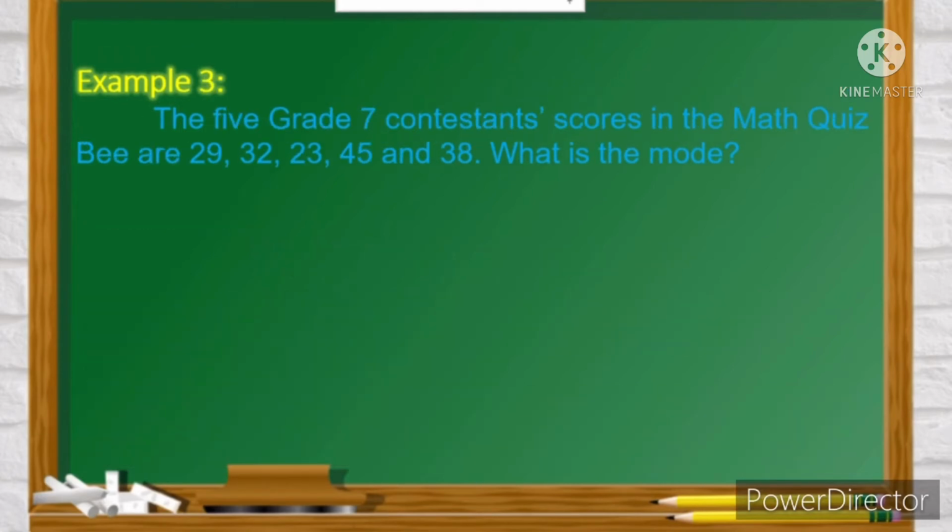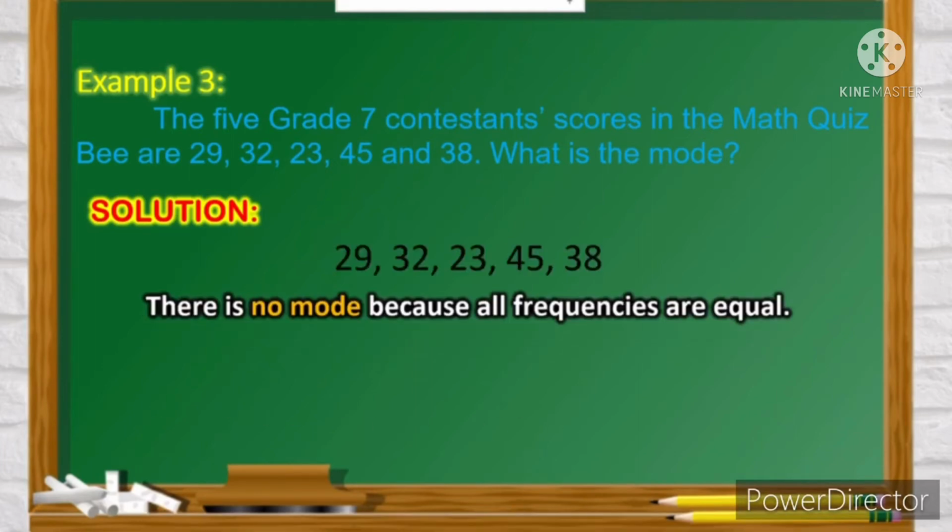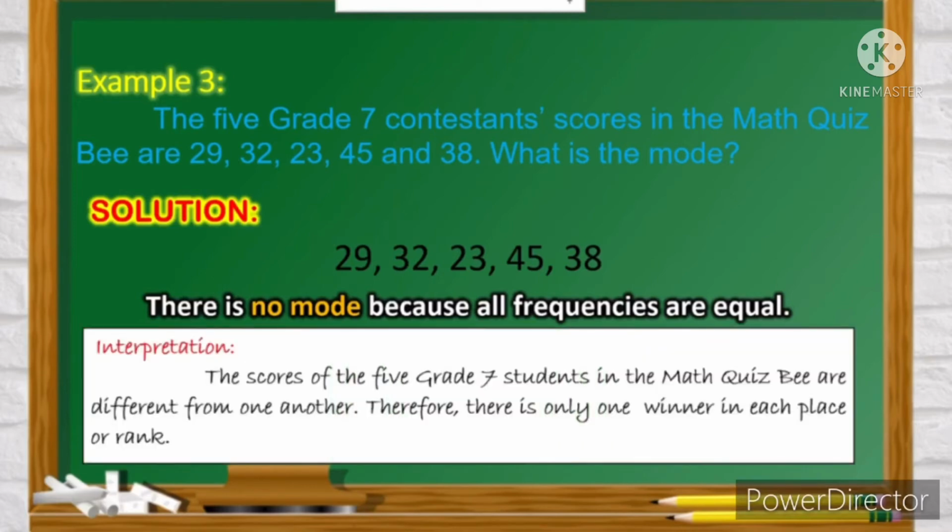Last example. The 5 grade 7 contestants' scores in the Math Quiz Bee are 29, 32, 23, 45, and 38. What is the mode? For our solution, there is no mode because all frequencies are equal. Therefore, we can say that the scores of the 5 grade 7 students in the Math Quiz Bee are different from one another. Therefore, there is only one winner in each place or rank.